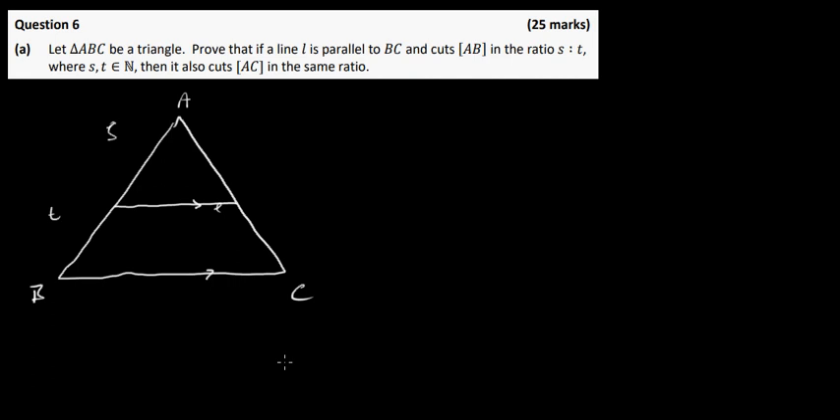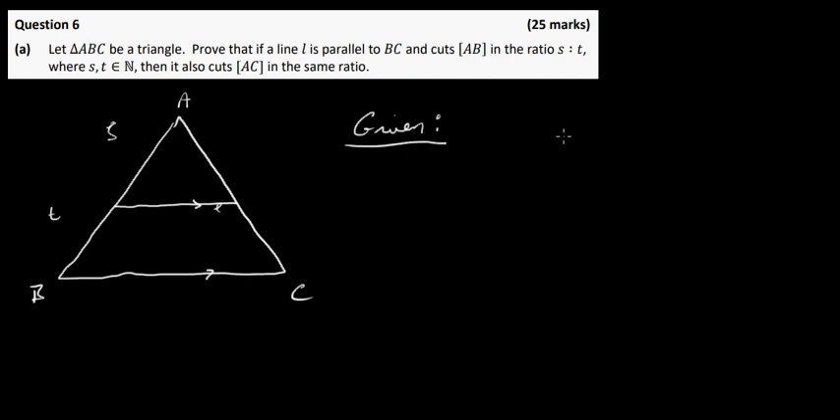Okay, so let's start. We usually do these proofs by doing four things. We write down what we're given, what we need to prove, we do a construction if there is a construction, and then we write out the actual proof itself. So let's start with what we're given.